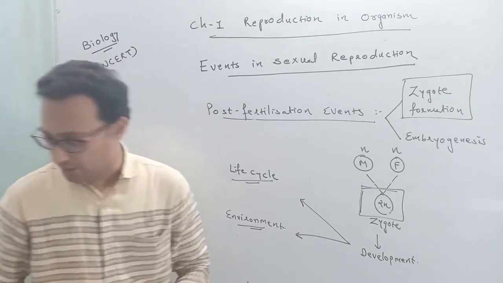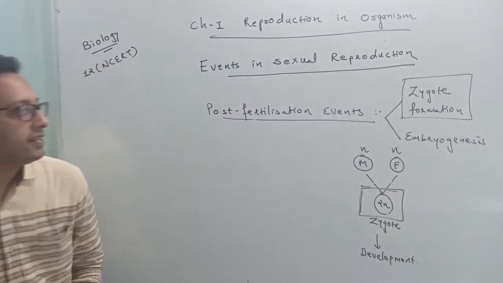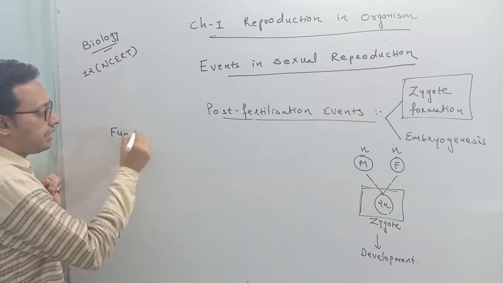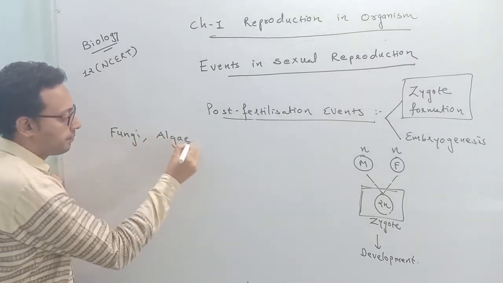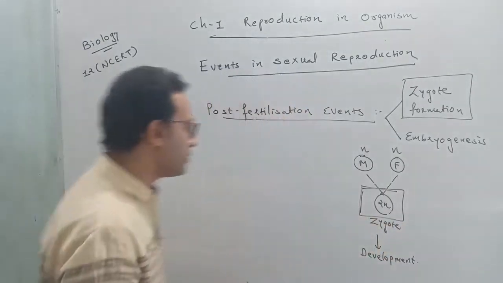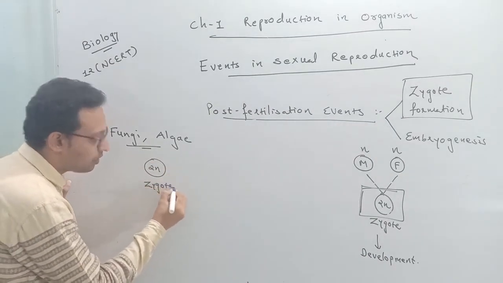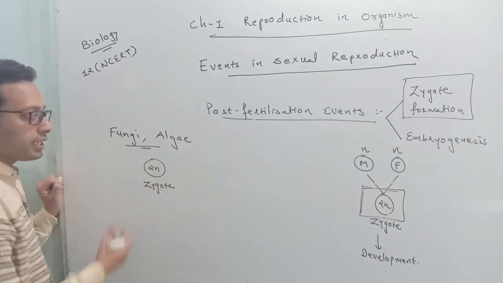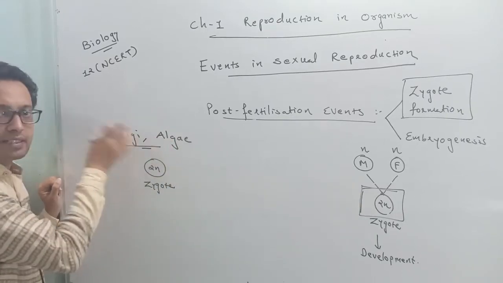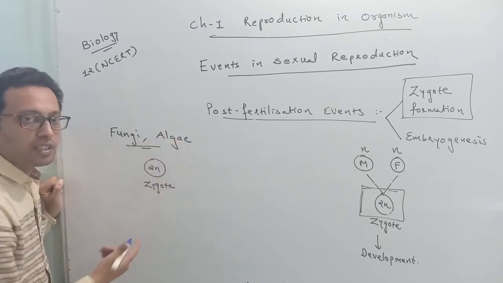Like we discussed with a few examples, in different cases, different types of development take place. Take an example of fungi and algae. In fungi and algae, once the zygote development occurs, that means this 2n is formed, either outside a body or inside a body, depending on the type. Usually in algae it occurs outside of a body, and in fungi it occurs inside a body. Now, how does the further development take place?